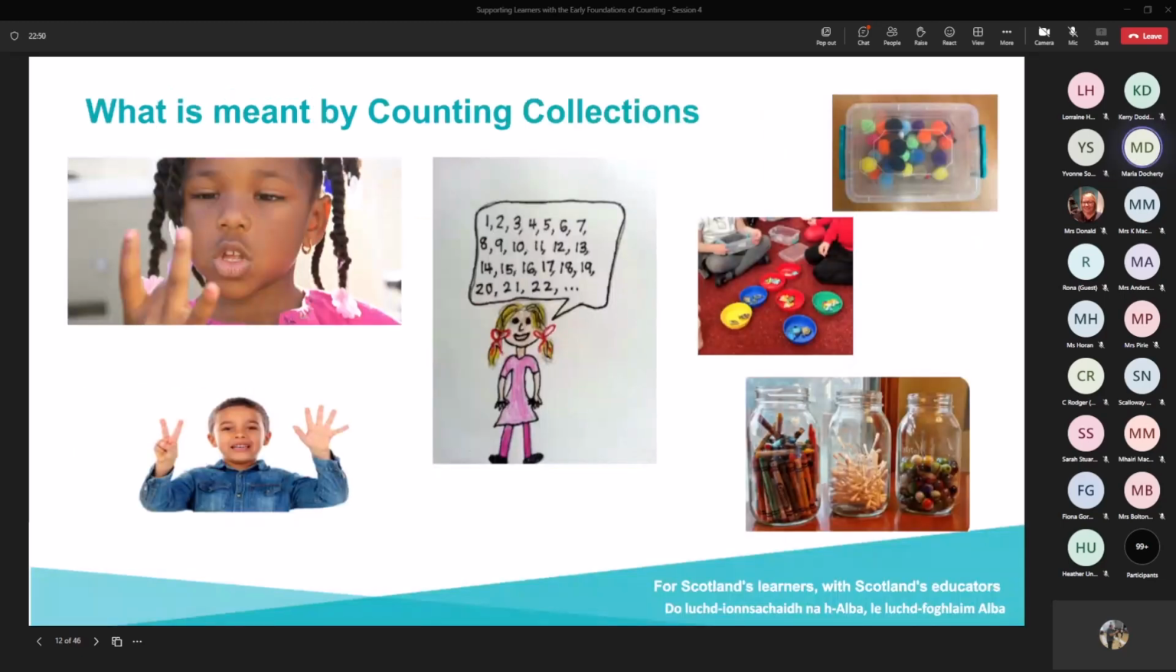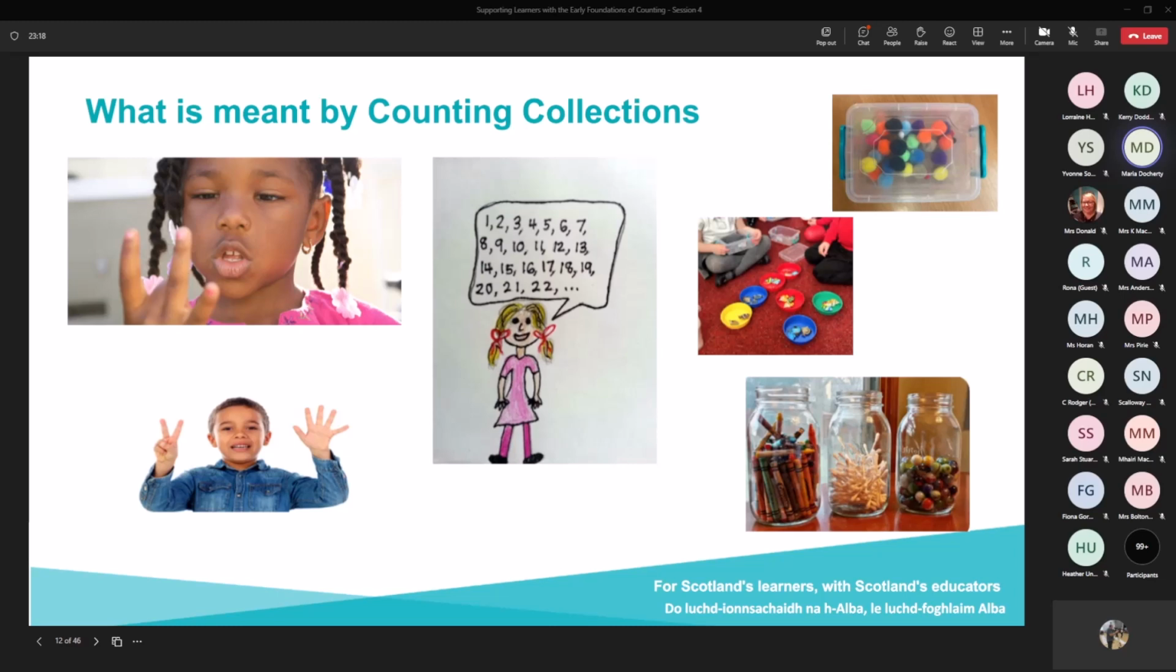That brings us quite nicely on to the focus for tonight's session, and that is counting collections. So I just want to give a wee bit of information about what is meant by counting collections. In a typical counting collection session, children will normally work in pairs or in trios. And what they'll do in those pairs and trios is plan and count and record their shared counting of collections of objects. It kind of is what it says on the tin.